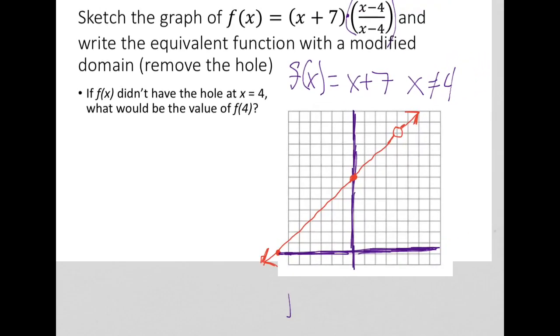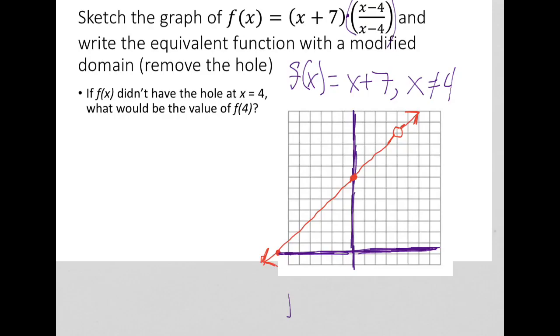It would look exactly the same as that original f of x function. These two f of x's say exactly the same thing. We're just modifying that hole, taking it out. That's why a hole is called a removable discontinuity, because you can take it out of the function and just modify your domain. Everything else looks exactly the same, because for every other value other than 4, that fraction there just equals 1, so it doesn't do anything.